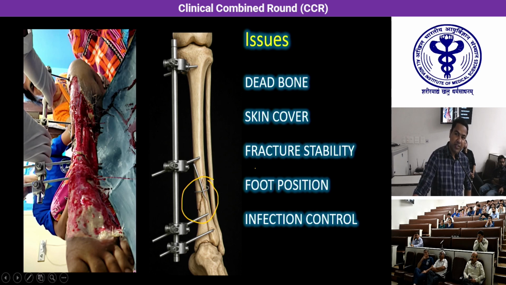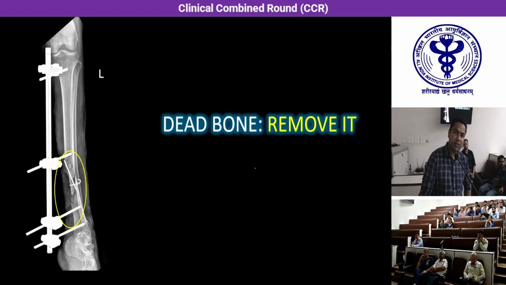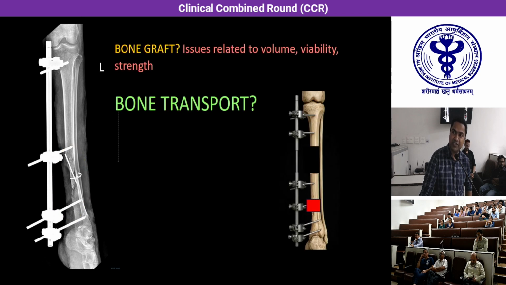The foot position is an issue because you can't keep a foot like this, as it is prone to contracture development. Infection control is a big issue because this dead exposed bone, as well as the whole of this exposed deep tissue, is prone to infection. For the management of dead bone, the universally accepted guideline is that we have to remove it. There's no other option because otherwise it will act like a nidus for microorganisms.